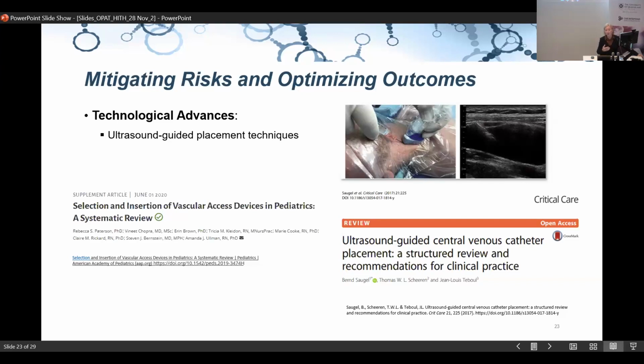And we're also, as I started to say before, the HITH nurses are actually doing ultrasound guided in the home as well for midlines when required.